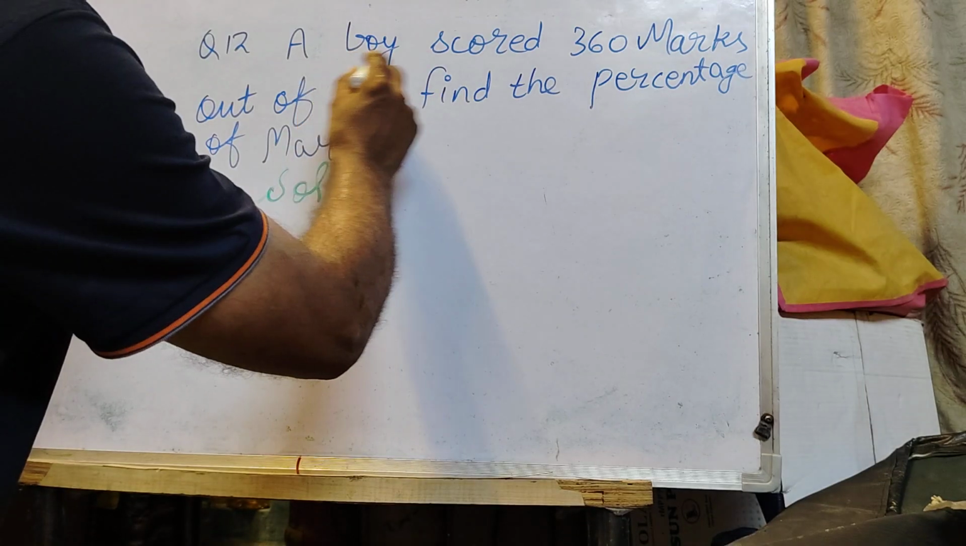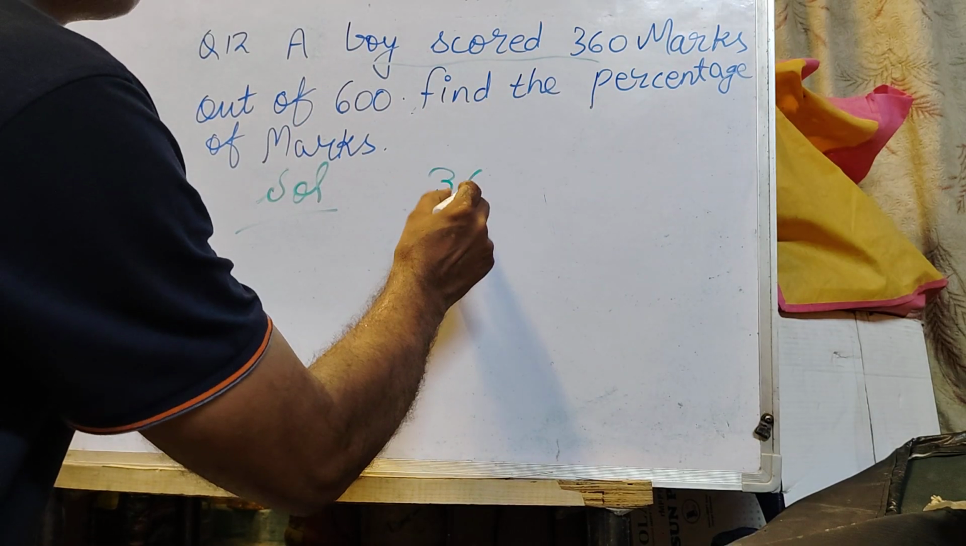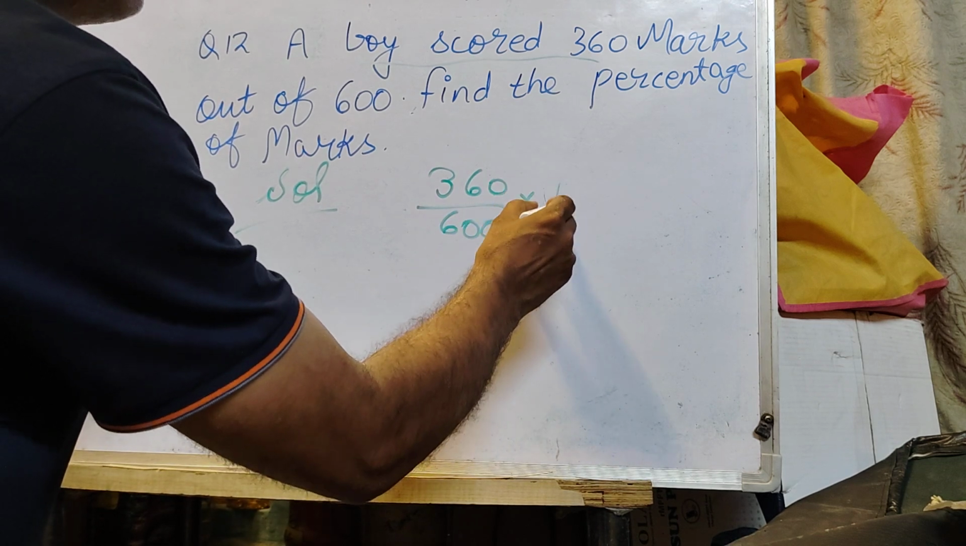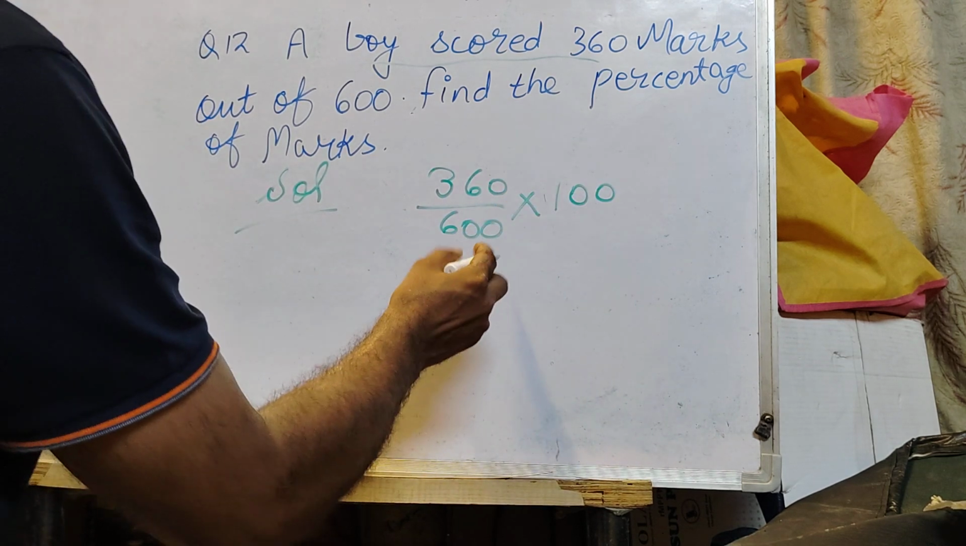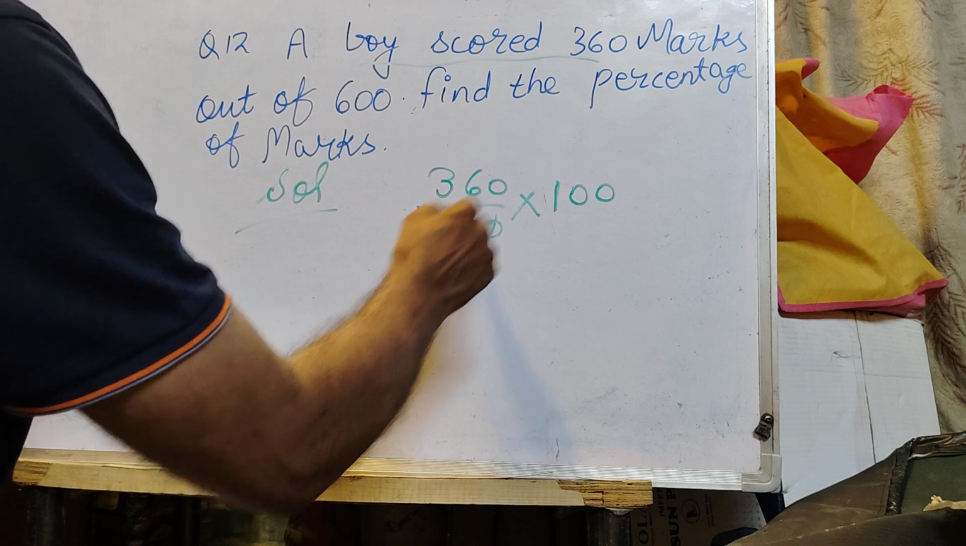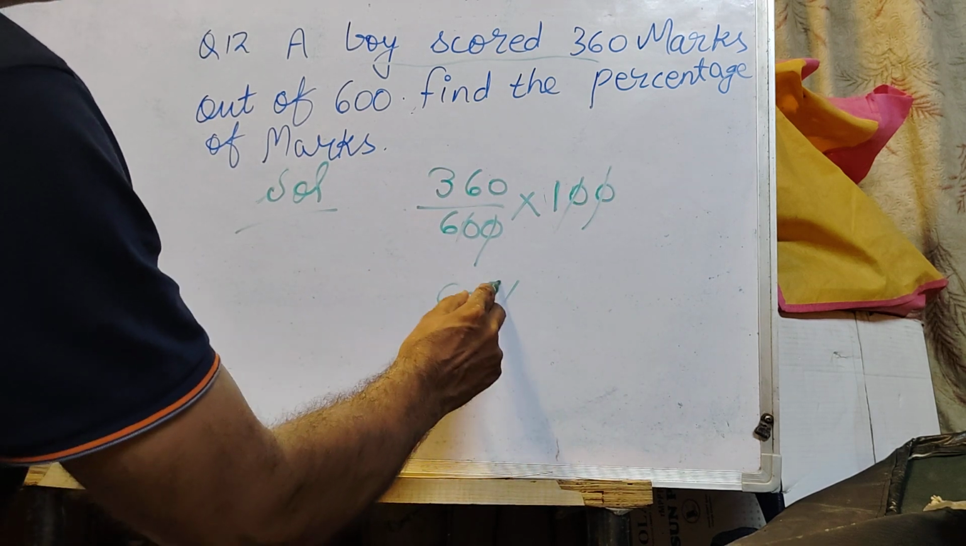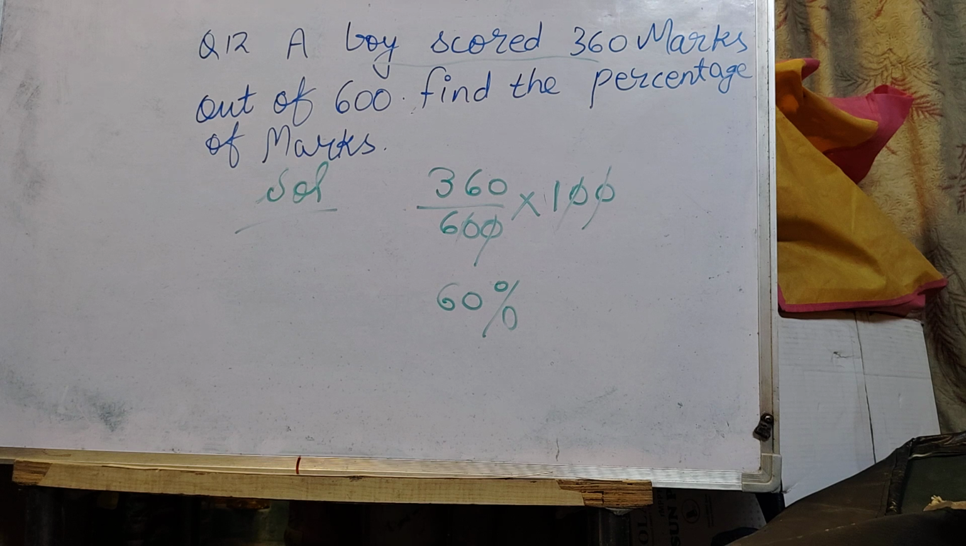Now in the 12th question you got the correct answer. A boy scored 360 marks out of 600 marks. So out of 600 we write in the denominator, 360 we write in the numerator. To get the percentage we multiply by 100. So 20 cancel. 360 divided by 6 gives us 60%. So the boy scored 60% in the marks.